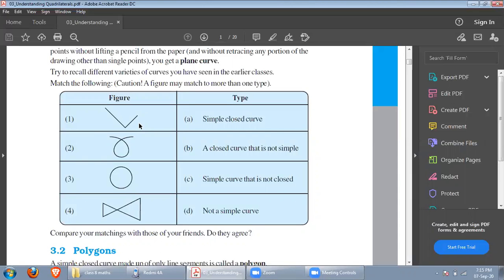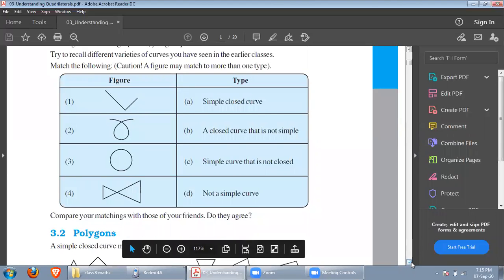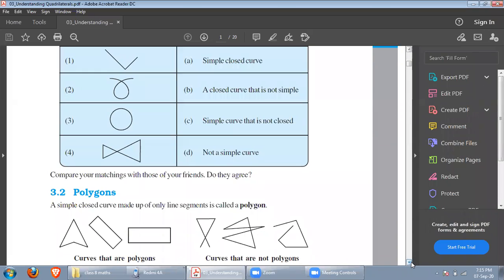And number four? Simple closed curve? Not a simple curve. Not a simple curve because there is no crossing. Sorry, there is crossing. Okay, it's not a simple curve. So, everybody follow? Understood? Yes. Polygons.